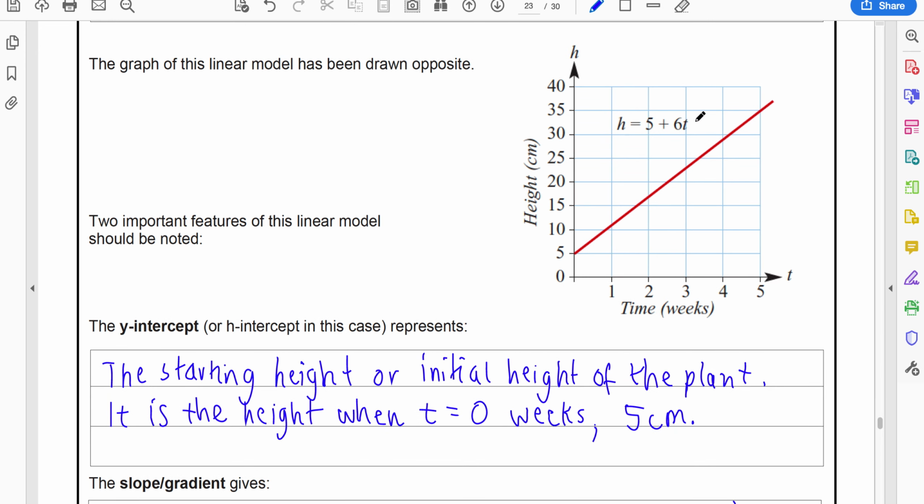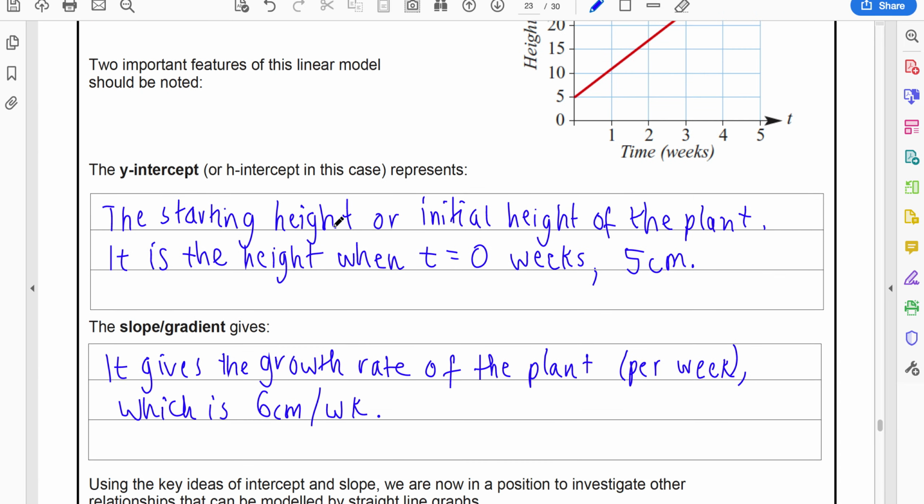Like I could ask you, what's the height after 3 weeks? What's the height after 5 weeks? How long does it take for the height to get to 32 centimetres? All sorts of different stuff once you've got that equation.